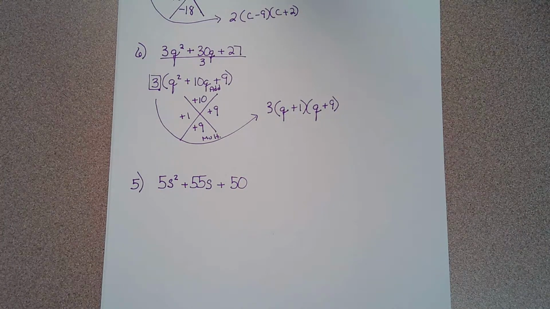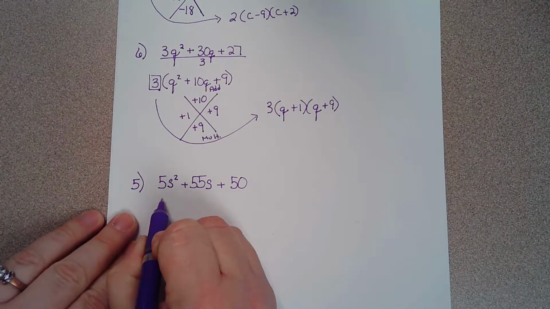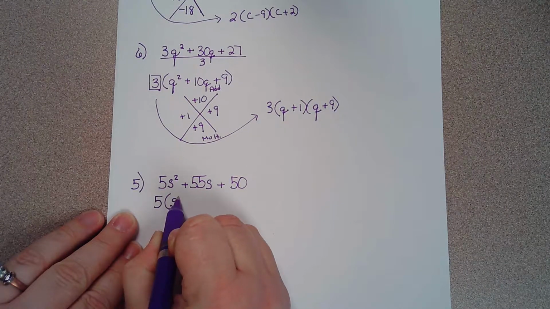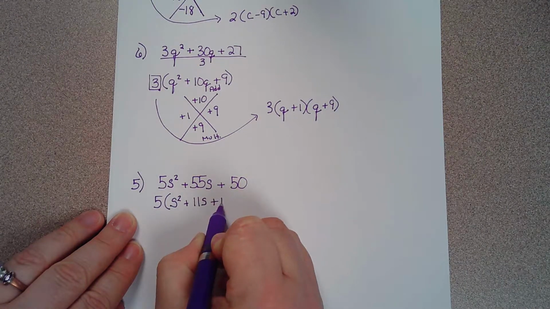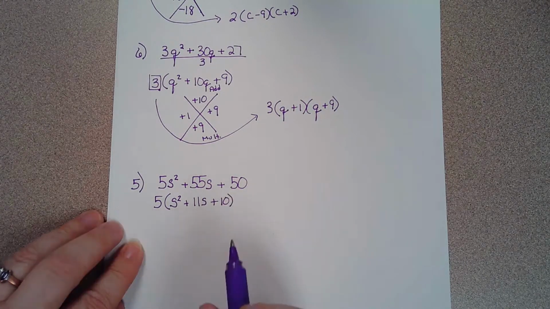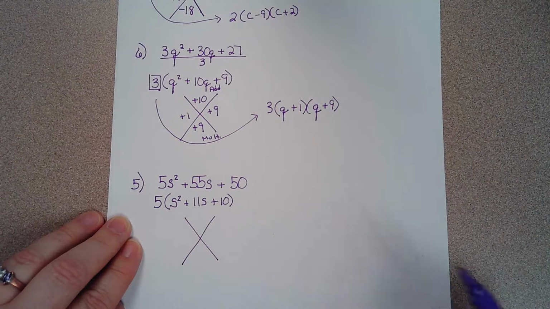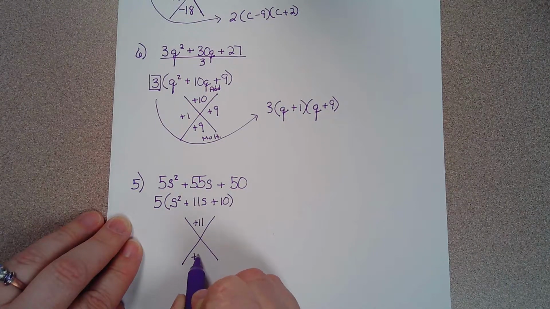Okay, hopefully you've taken time and gone through this first without the video. So you should have taken a 5 out, which would have given you s squared plus 11s plus 10. Now we're ready for the x factor. So the middle we know is a positive 11, so we put that on top, and the bottom is a positive 10, so we put that there.